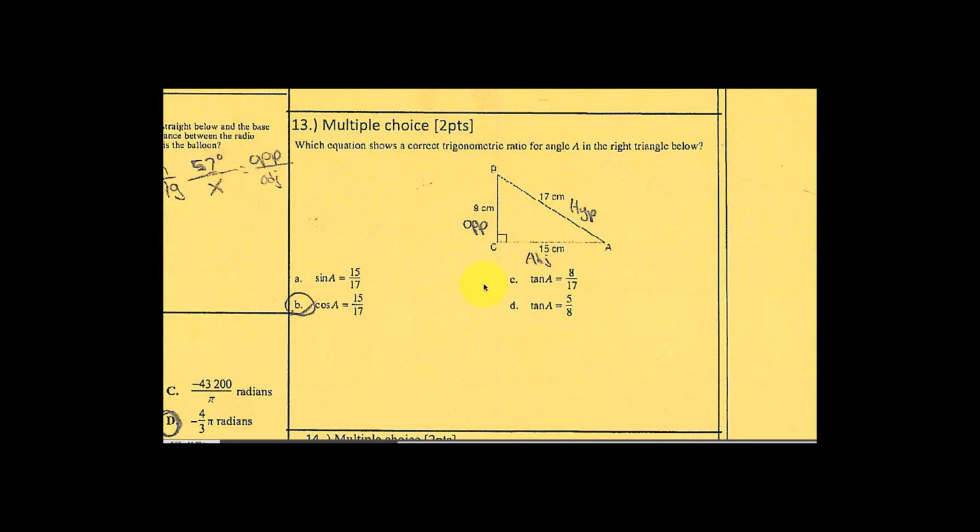All right, which equation shows a correct trigonometric ratio for angle A in the right triangle below? From angle A, opposite over the hypotenuse should have been 8 over 17, so that's wrong. Tangent of A should have been 8 over 15, wrong. Tangent of A, opposite over the adjacent, that's 8 over 15, not 8 over 5. That one's still wrong. And then cosine, adjacent over the hypotenuse, the student labeled their triangle, looks good, 15 over 17. B is the correct answer.